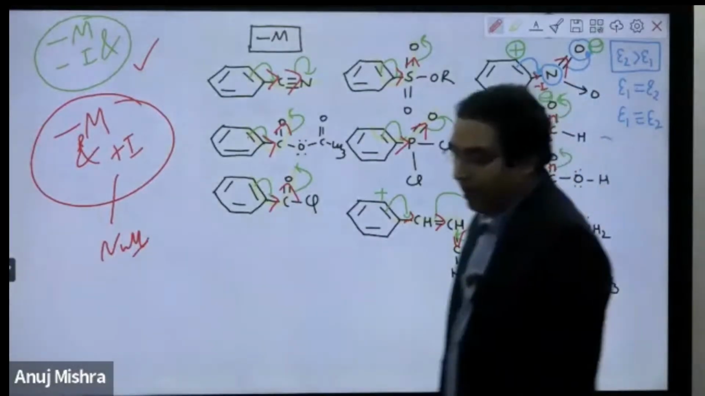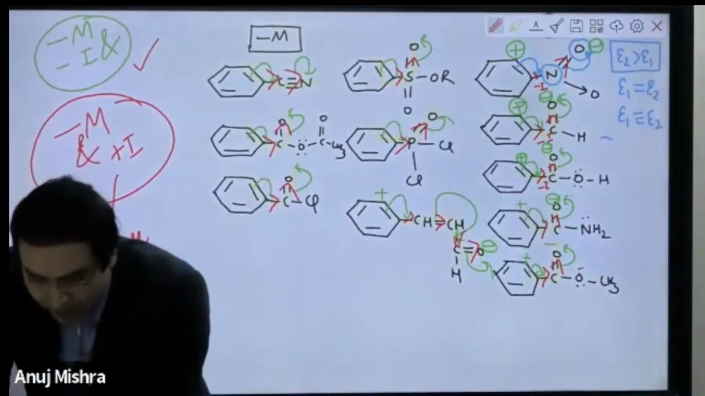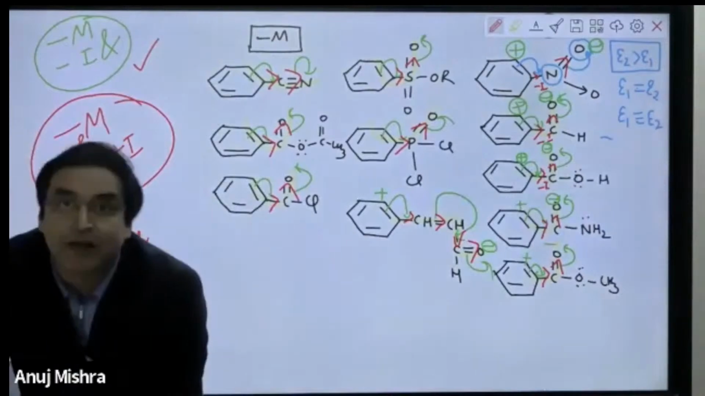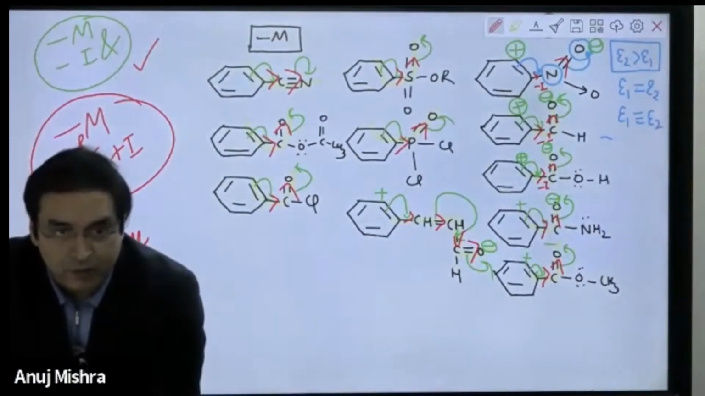Fine. These are the cases that you should know, and if it is clear, that means you understood plus M, minus M, plus I, minus I. Fine. All effects are clear up to this point.